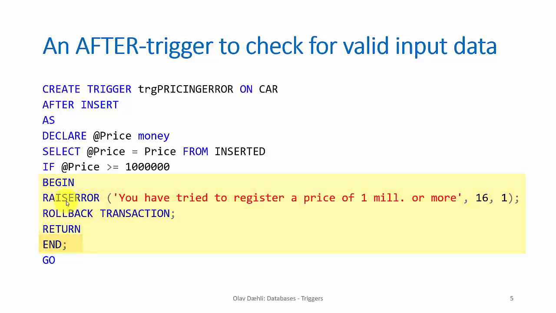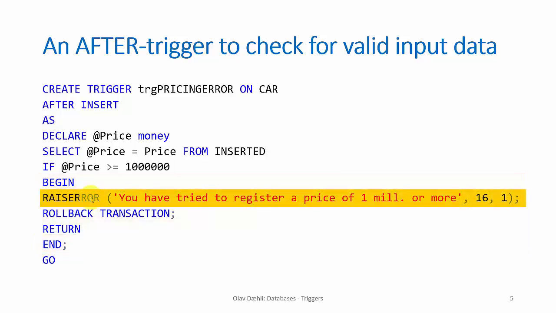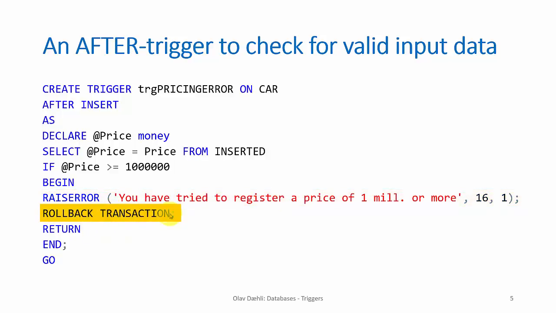If it is, we will run these statements in between begin and end. The first thing we will do is to raise an error. We use this raiserror, where we can specify our own message. And then we use the rollback statement to roll back the transaction. Then the inserted value will be removed, and the database will restore the state it had before the insert was performed. We will try this in SQL Server.